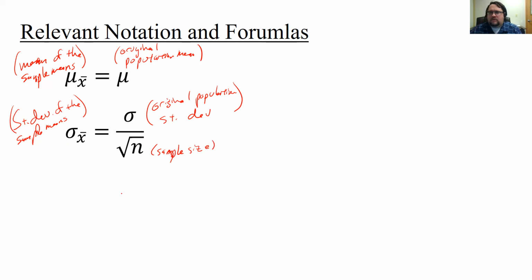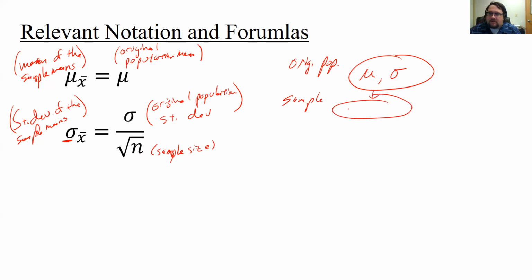And one thing you might be wondering is, why are we using sigma here instead of S? There are layers here. You have the original population, some group, and it's got a mean and a standard deviation. Then you take a sample from there, and that sample has a sample mean and a sample standard deviation.